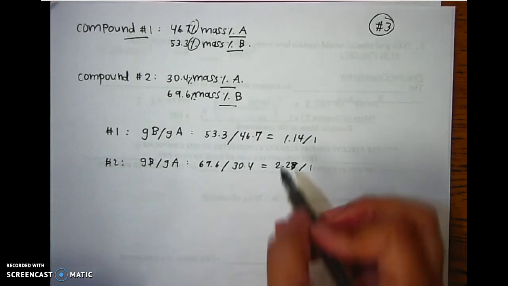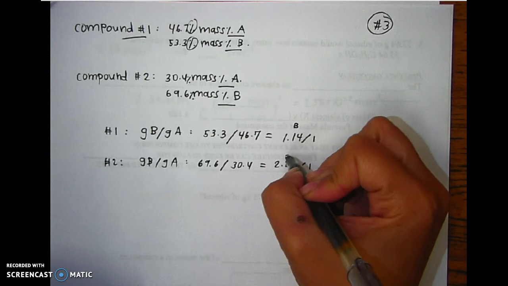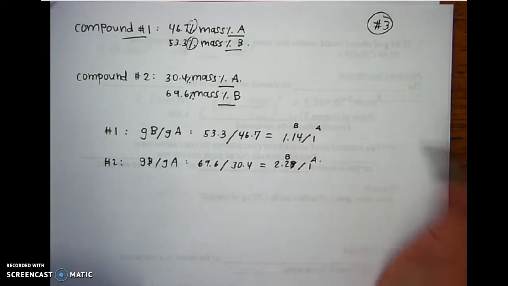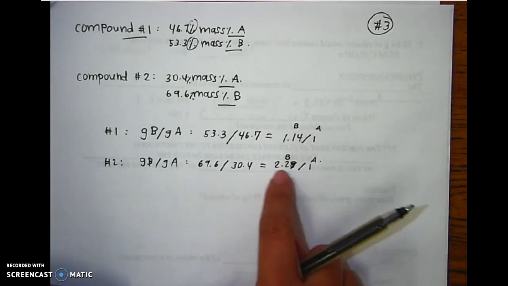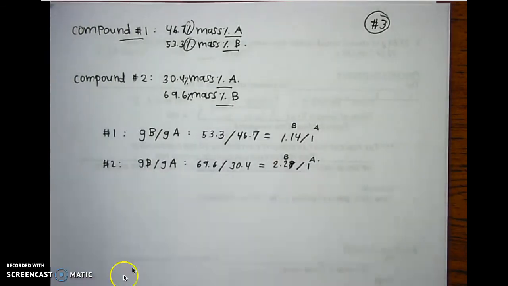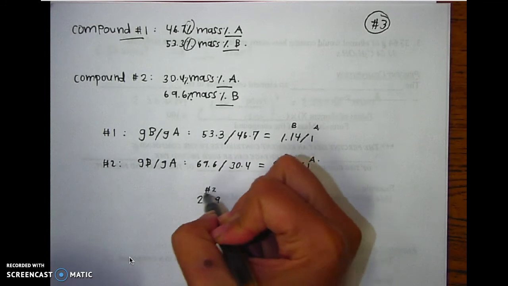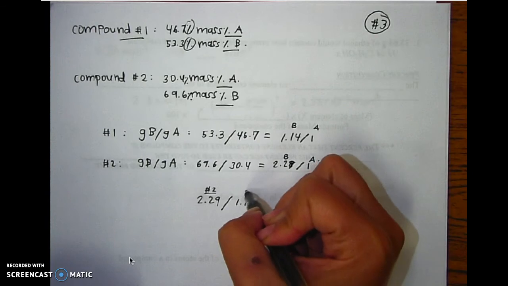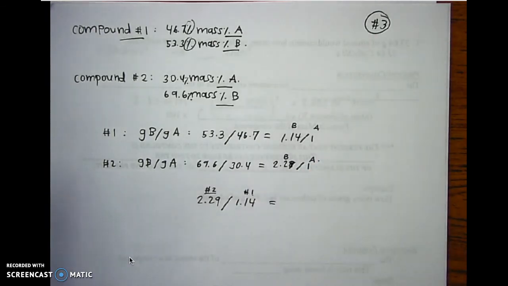And for the final step of this, remember that this part here, the 1.14 and the 2.29, those are for B, and the 1s are for the A's, okay? You're going to set up another division of ratios. So I'm going to take the larger number here, which was from compound 2, and I have 2.29. I'm just going to label that as compound 2. And I'm going to divide that by my number that I got for compound number 1.